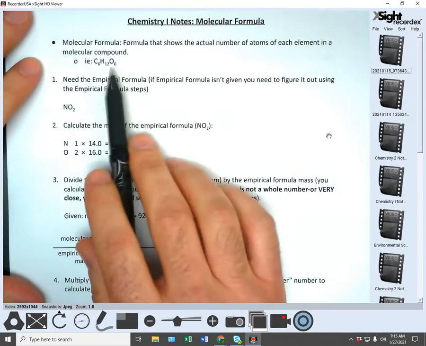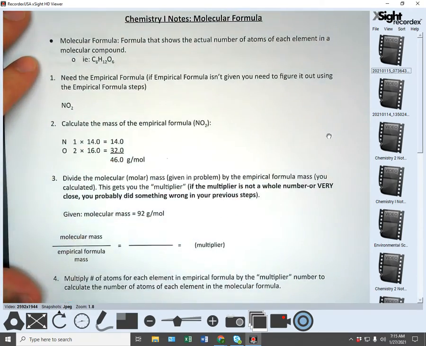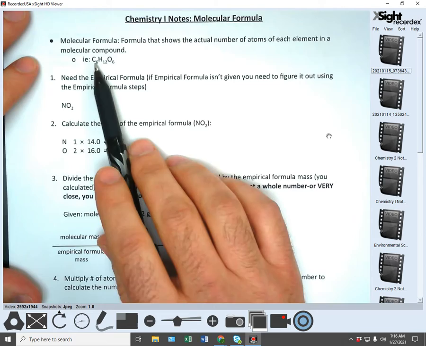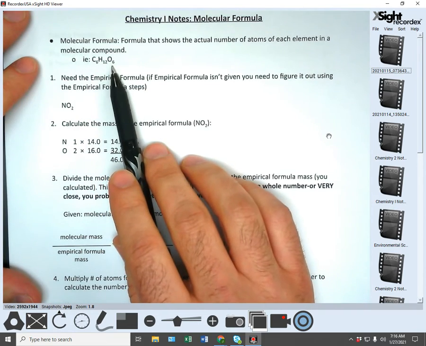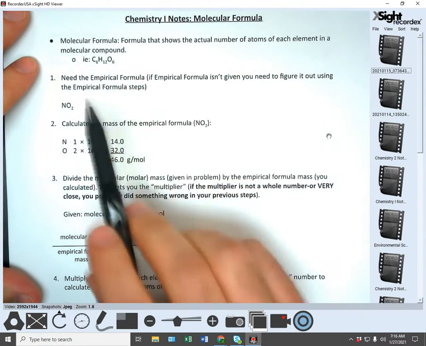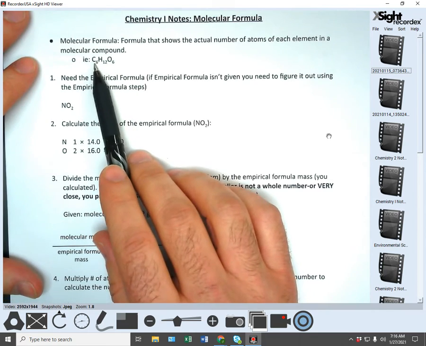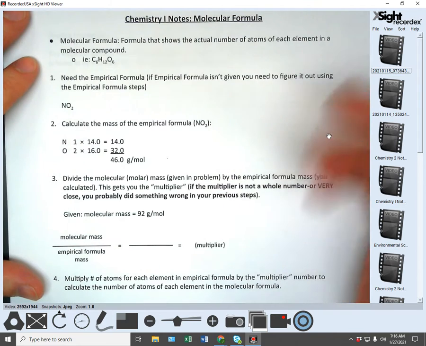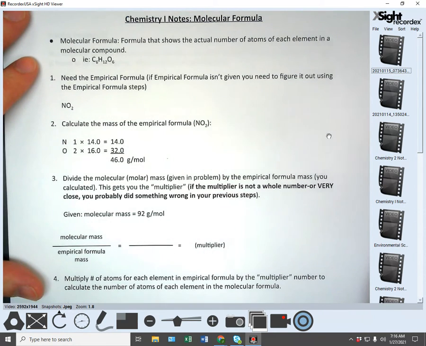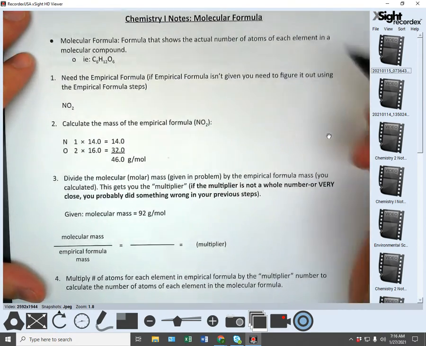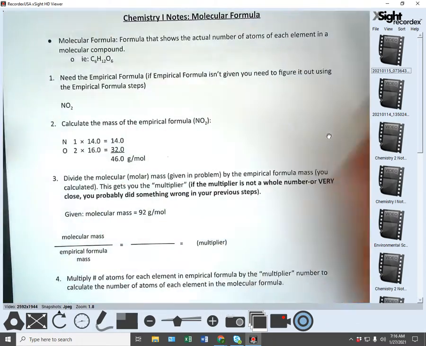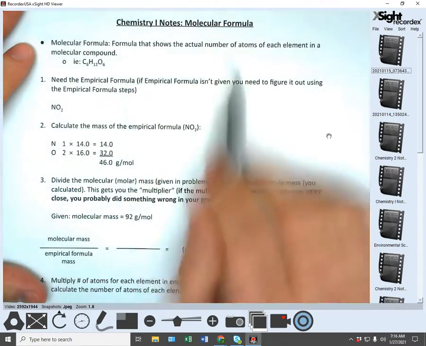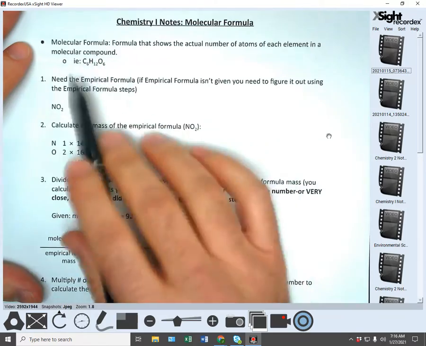It's not reduced. So, for example, with glucose, kind of like I was showing you yesterday, the molecular formula of glucose is C6H12O6. The empirical formula of glucose would be CH2O. Right? Now, sometimes the molecular and empirical are the same. For example, water, H2O. That is the molecular formula. It's also the empirical because it's reduced as much as it can be. Okay. So what we're doing today is finding the molecular formula.